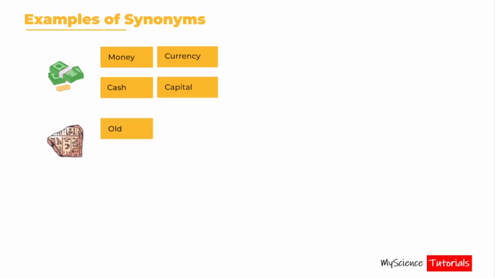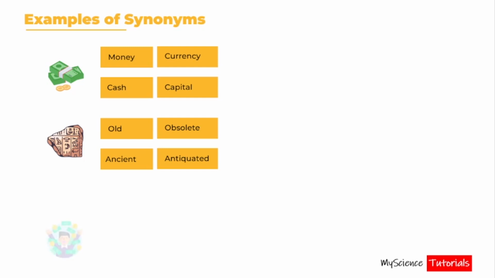Now, if something is old and you want to describe it, you can say it is ancient. An ancient artifact. It means an old artifact. Or obsolete. Or antiquated. It also means old, something that is old or something that has aged. Okay, maybe centuries ago. The thing is old, ancient, antiquated, or obsolete.